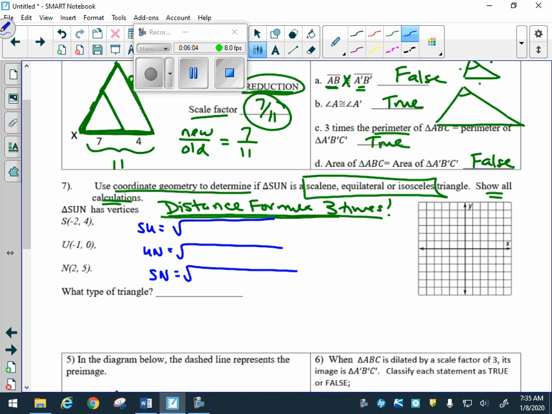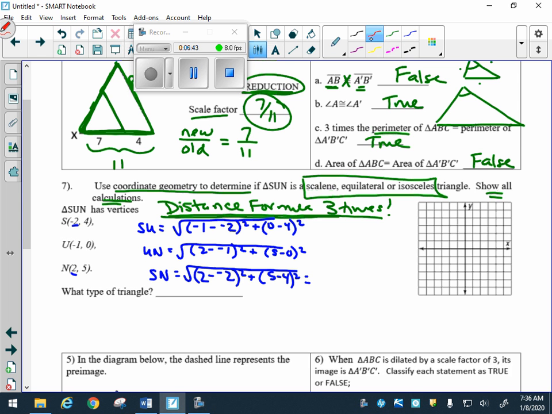Remember the distance formula, subtract the x's. So for SU, we're going to do negative 1 minus a negative 2 squared plus 0 minus 4 squared. For UN, x is first, we're going to do 2 minus negative 1 squared and 5 minus 0 squared. And then for SN, 2 minus a negative 2 squared and 5 minus 4 squared.